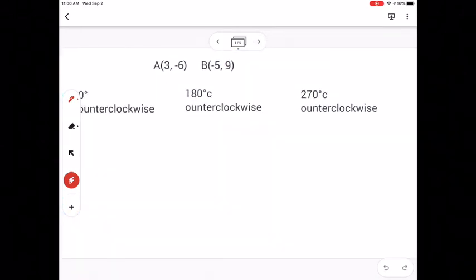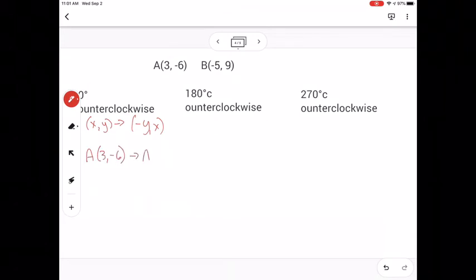Now we're going to look at it when you just have points and no picture. So this is 90 counterclockwise. So 90 counterclockwise says to do negative y, x. So if A starts at 3, negative 6, A prime would be positive 6, 3. B is going to become negative 9, negative 5.